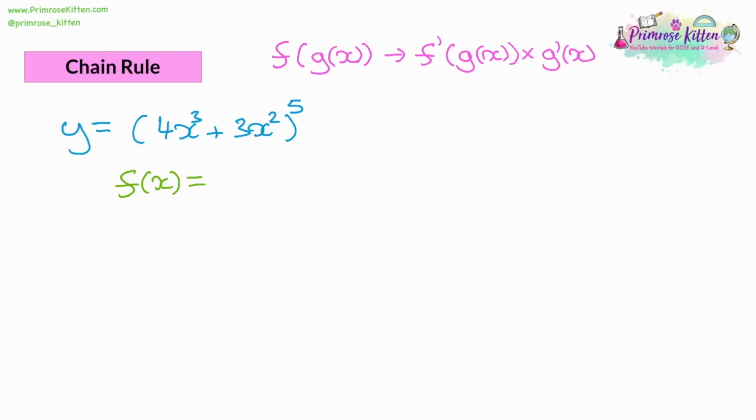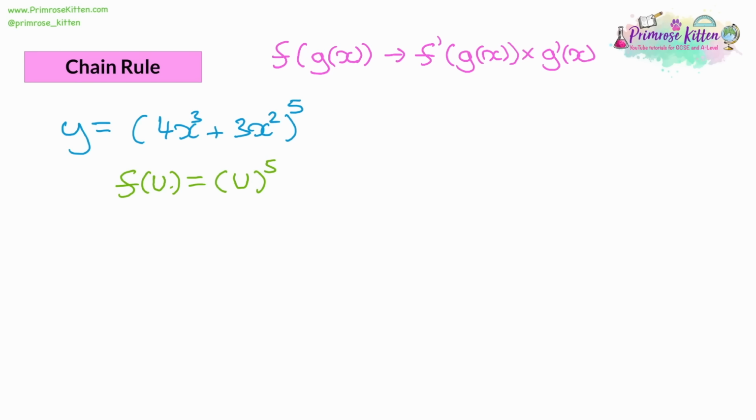So it's going to be something to the power of 5. Now, rather than saying it's something to the power of 5, we're going to use a letter for this, and we're going to use u. That's where the u came from before, and we put that into the x. So our function, 4x cubed plus 3x squared, is being raised to the power of 5.